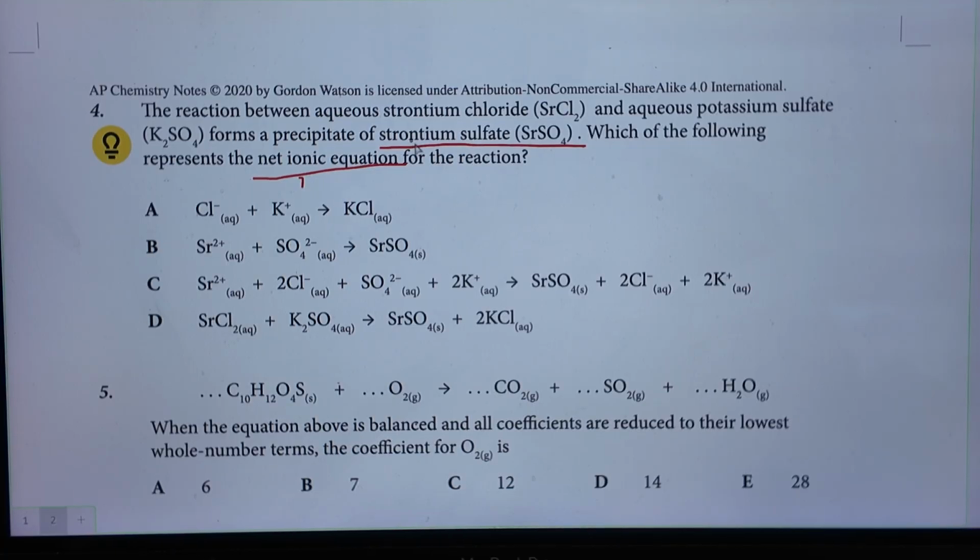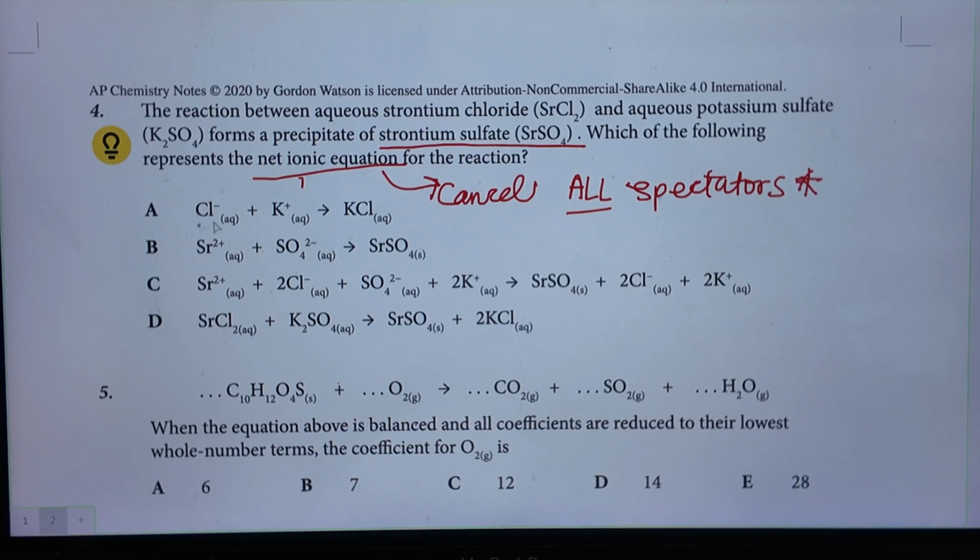So since they create strontium, we're looking for this, as that's the only thing that changes. Which of the following, so precipitate, it doesn't form anything else. So here's the rule for this net ionic stuff: cancel all spectators. So anything that's just around, that's not really changing, you cancel it. So here, we already know this is what it creates. This is a pretty easy question. Since that's insoluble, it can't be broken down.